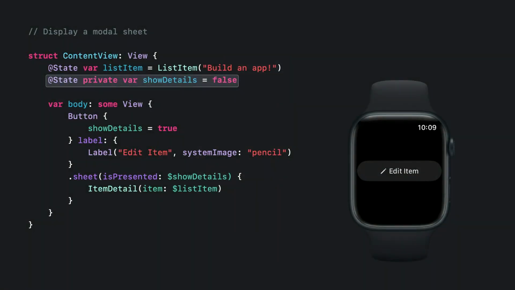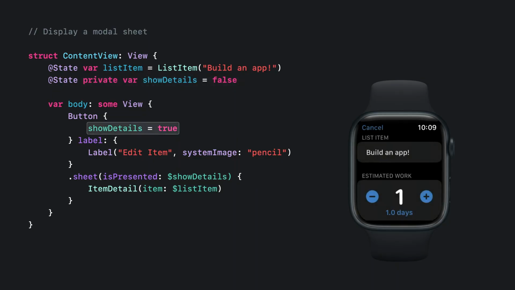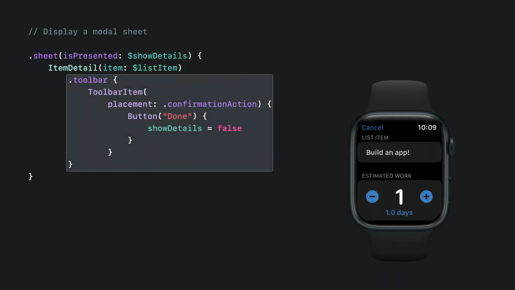To display a modal sheet, create a property to control the sheet presentation state. Set the property based on an action in the user interface. And use the sheet modifier to display the custom modal sheet content when the presentation state property is true. To add custom toolbar items to the modal sheet, add a toolbar with your items. Note that your toolbar items should use modal placements like confirmation action, cancellation action, and destructive action.